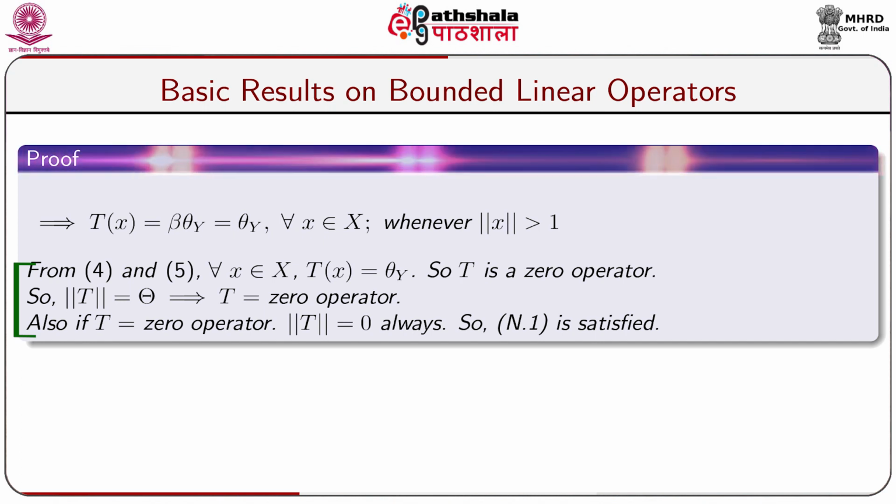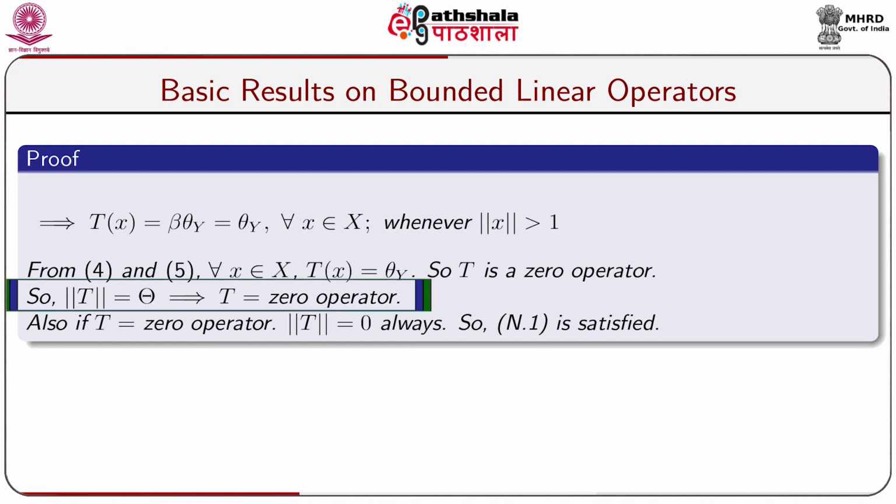From the earlier results, for all x belonging to capital X, we get Tx is equal to theta Y. So T is a 0 operator. So norm of T is equal to 0, which implies that T is a 0 operator. Also, if T is the 0 operator, then norm of T is equal to 0 always. So the first condition of norm, that is norm axiom 1, is satisfied.